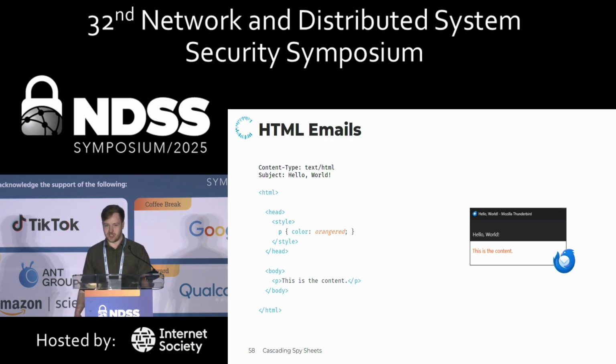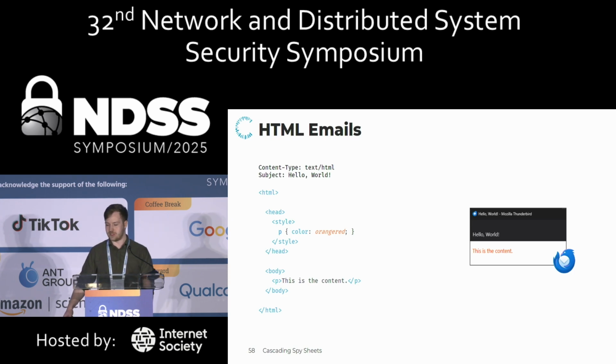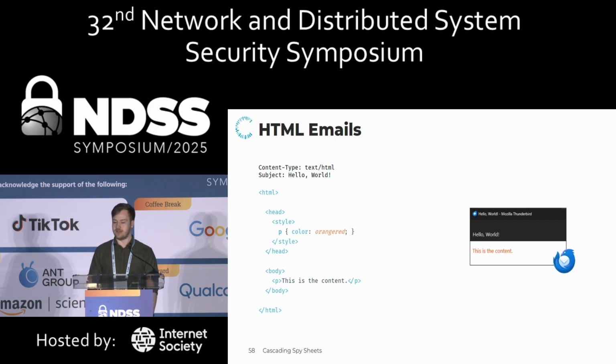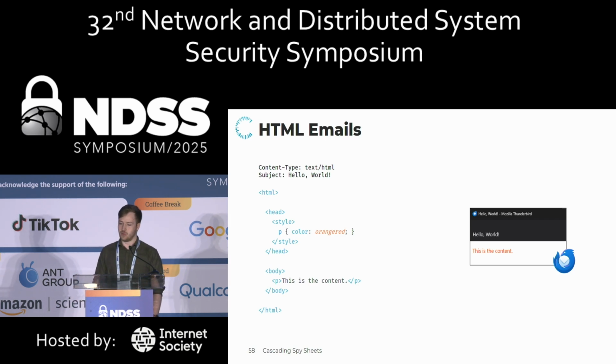And inside of such a browser, we can render HTML emails. And an HTML email looks something like this. So we have some tags in there, just regular HTML. And we can also have styles in there. So here we have a style tag that just changes the color of the text to orange. And if we open that using Thunderbird, we get exactly what we would expect.